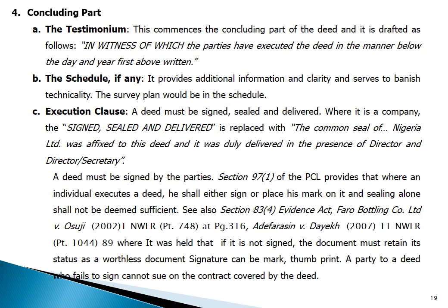Adi v. Farasin and Direct 2007, 11 Nigerian Weekly Law Report, part 1044 at page 89, where it was held that if it is not signed, the document must retain its status as a worthless document. A signature can be a mark or a thumbprint. A party to a deed who fails to sign cannot sue on the contract covered by the deed.